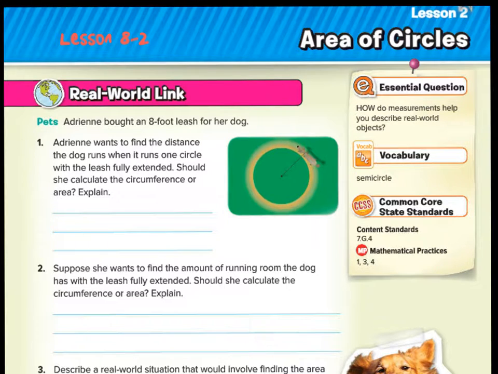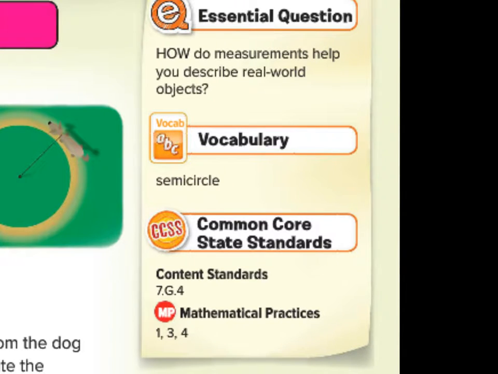Hello everyone, welcome to lesson 8-2, area of circles. Let's continue to address the question, how do measurements help you describe real-world objects? And for our vocabulary today, we're going to look at semicircle.